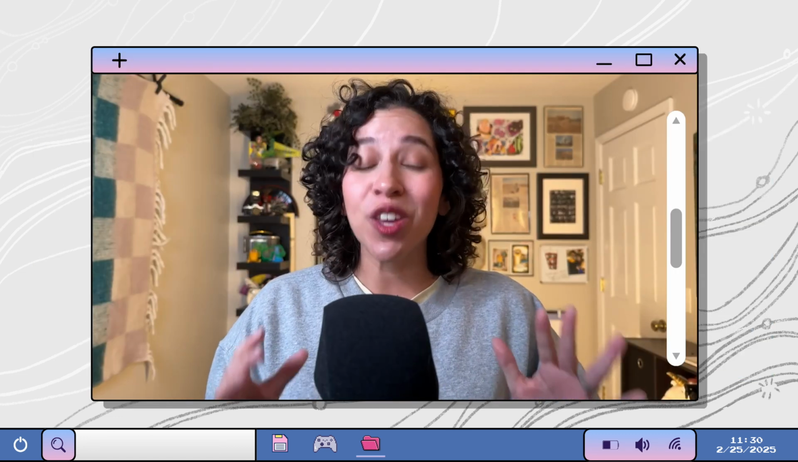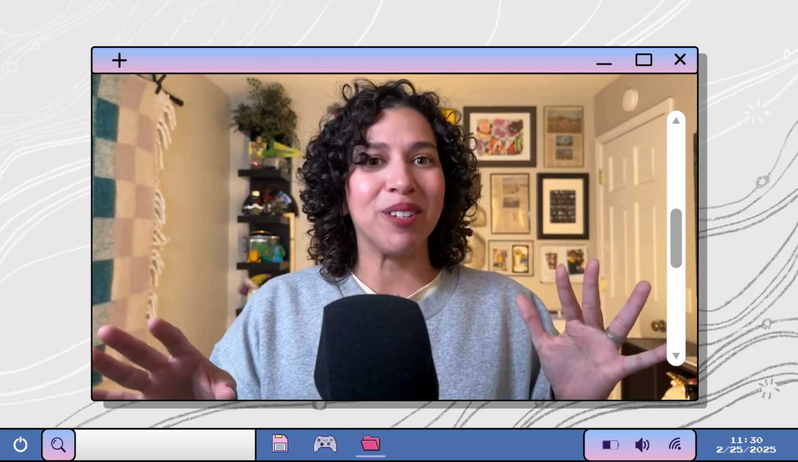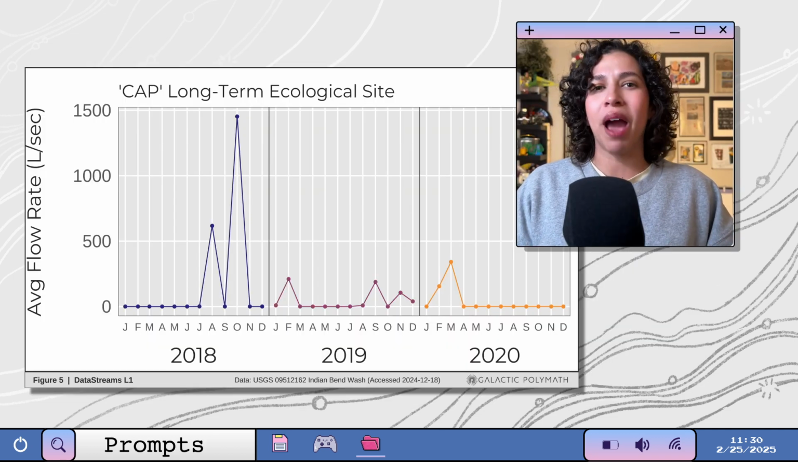All right, awesome. I love that you all observed different patterns from this figure, and this is without even knowing what the graph is about. Okay, here's the full graph. What prompts or text are important for understanding these patterns?